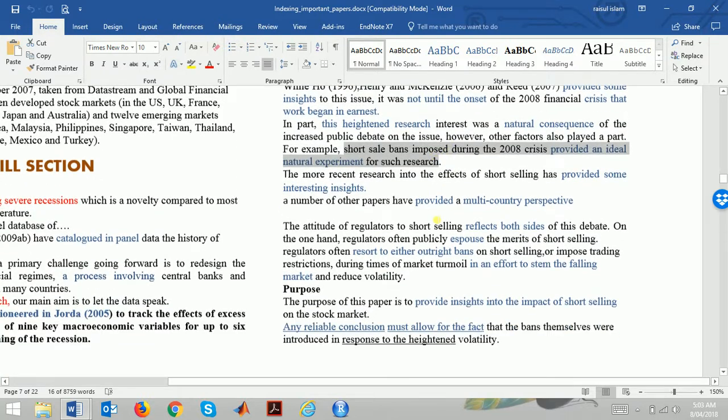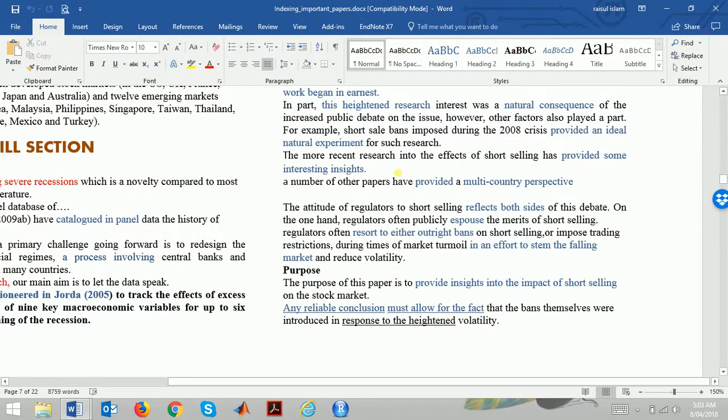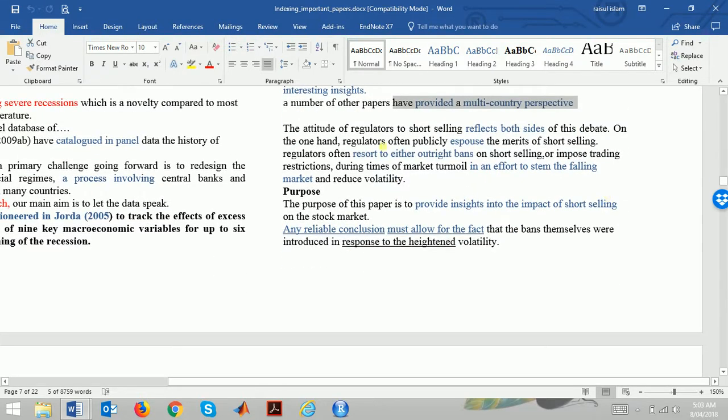Provided an ideal natural experiment for this research. The more recent research into the effects of short selling has provided some interesting insights. A number of other papers have provided a multi-country perspective. The attitude of regulators to short selling reflects both sides of the debate.